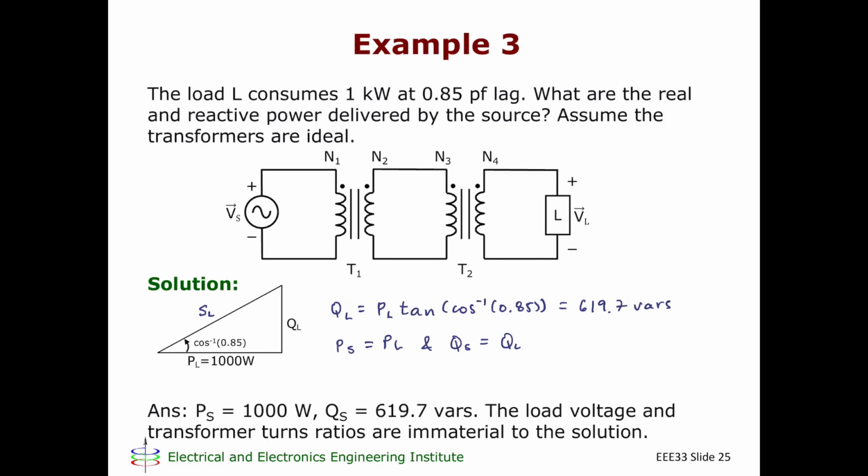In the solution of this problem, we didn't even have to know what the load voltage was. You need to know the load voltage to compute for the load current, but we didn't have to compute for the load current. And we also didn't have to know what the transformer turns ratios were. As long as they're ideal, whatever was generated here will be transferred all the way to the load.